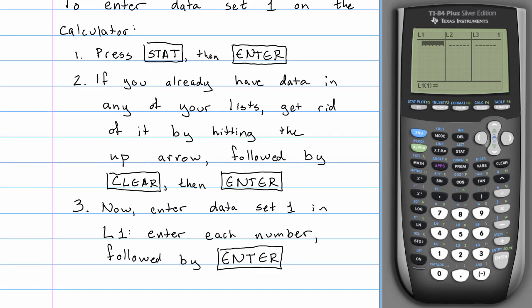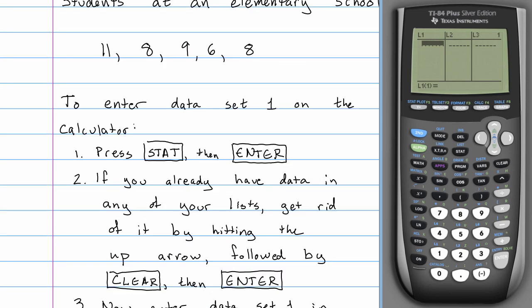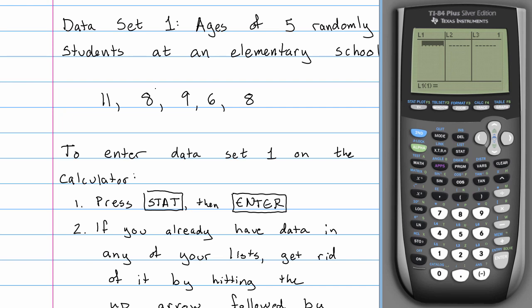To enter the numbers in our data set, just type each number followed by Enter. So the numbers in my data set are 11, I hit Enter, 8, I hit Enter, 9, I hit Enter, 6, I hit Enter, 8, I hit Enter. And this is what your calculator screen should look like when you're done.